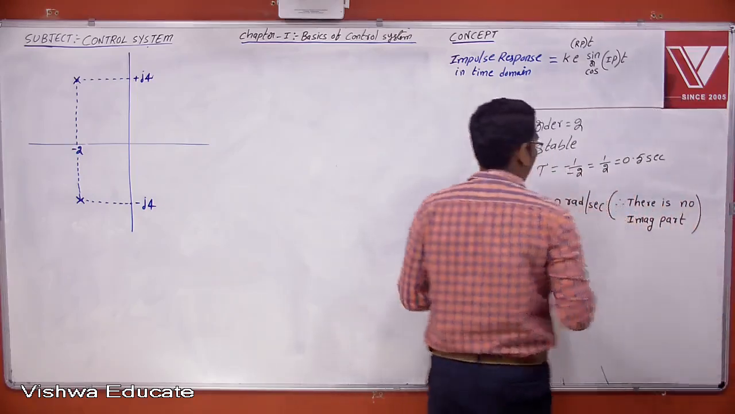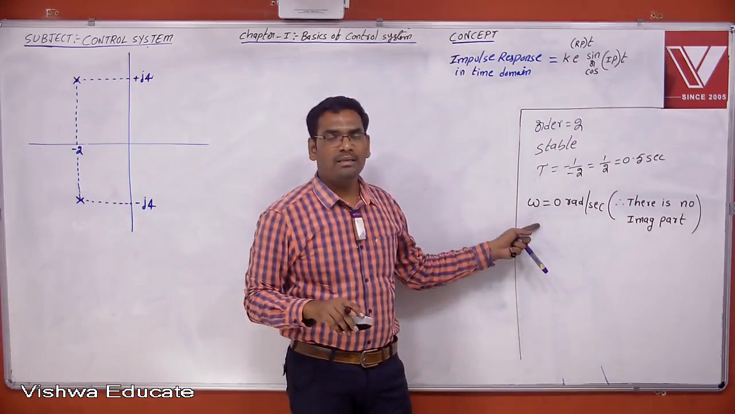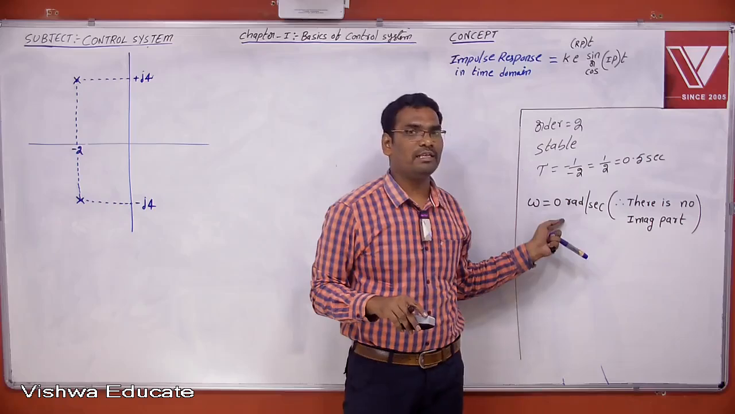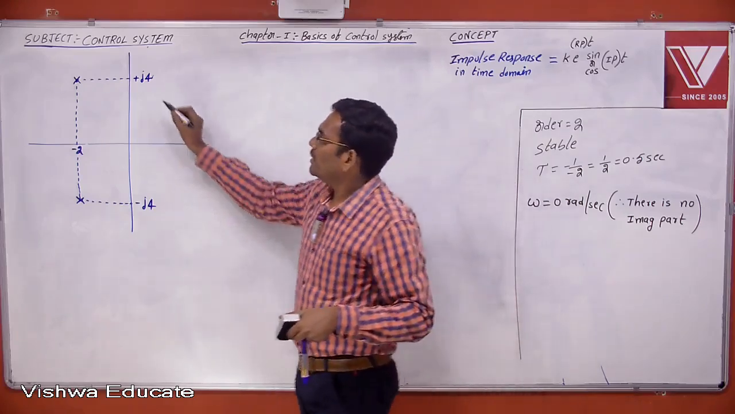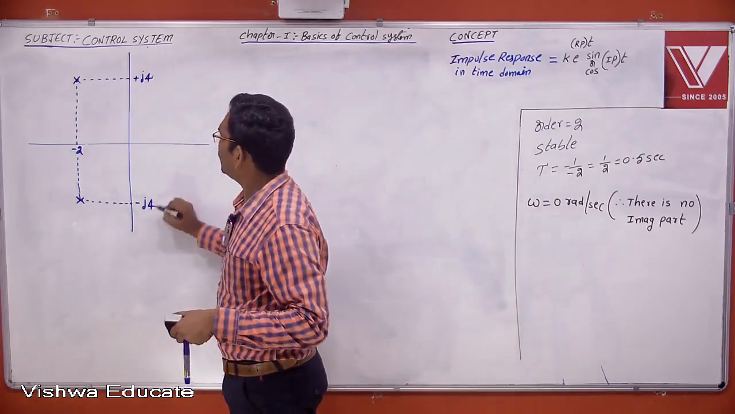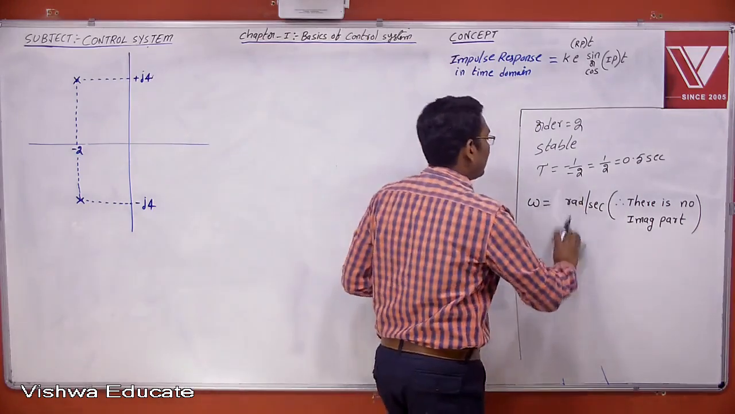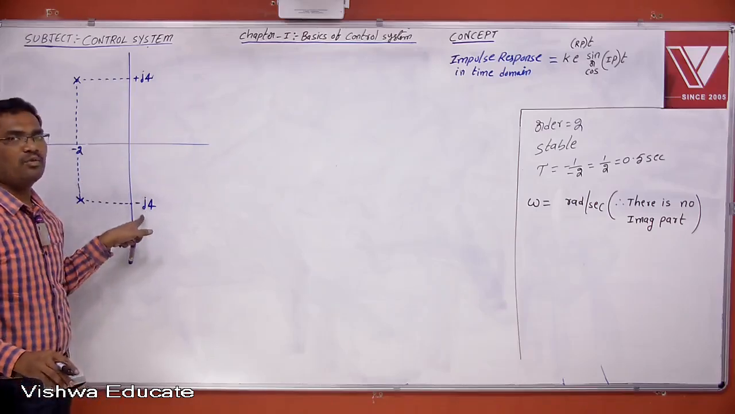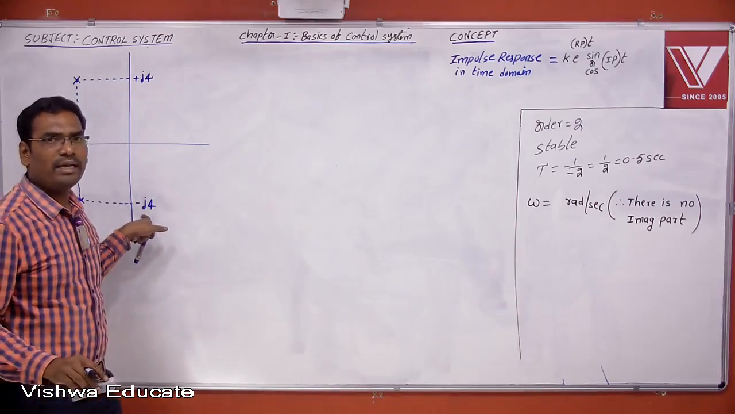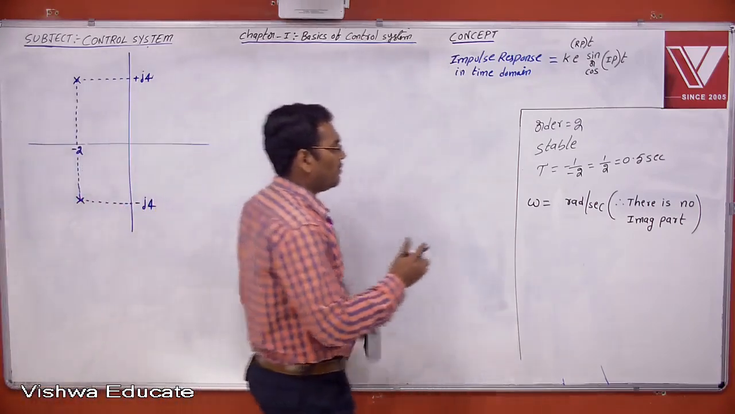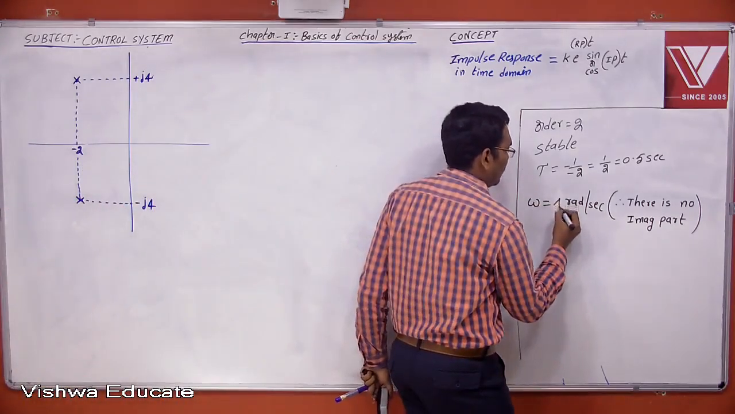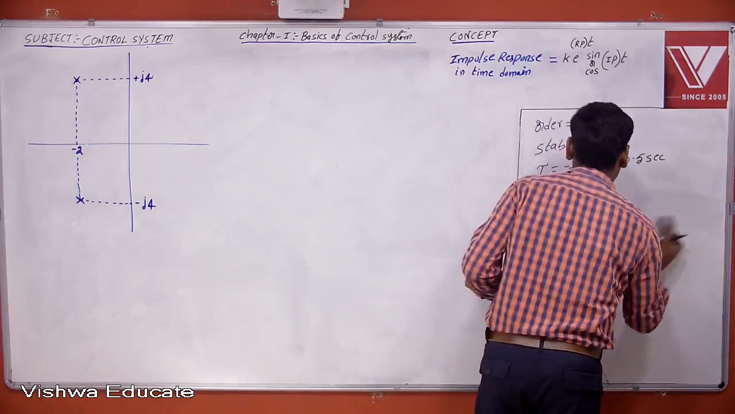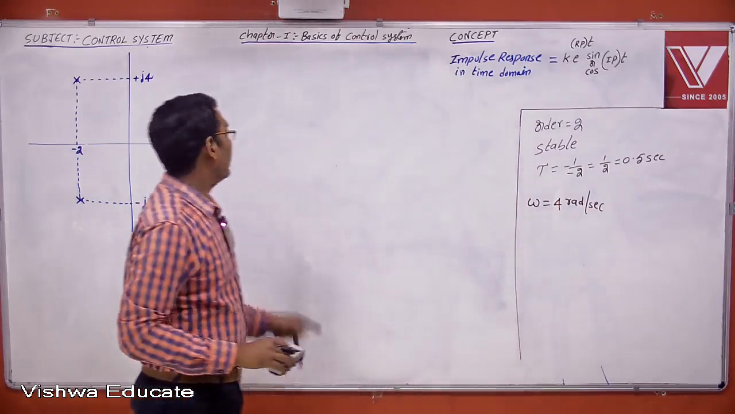If you observe all the remaining previous problems, there is no imaginary part. We are saying frequency of oscillation is 0 radians per second. But in this particular problem, there is an imaginary part, j omega. What is the imaginary part? One is plus omega, another one is minus omega. But practically, there are no negative frequencies. Therefore, you consider the frequency of oscillation as plus omega, that is 4 radians per second, because in this problem there is an imaginary part.